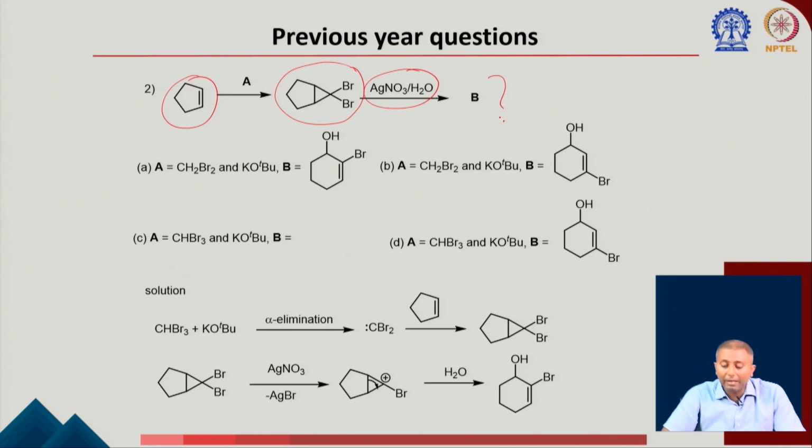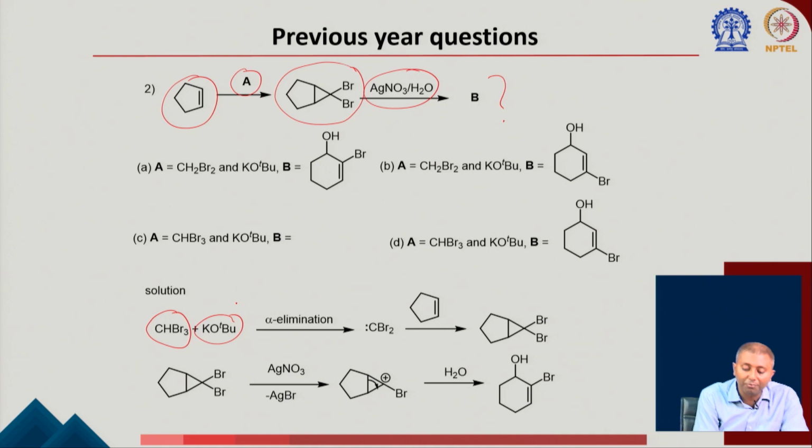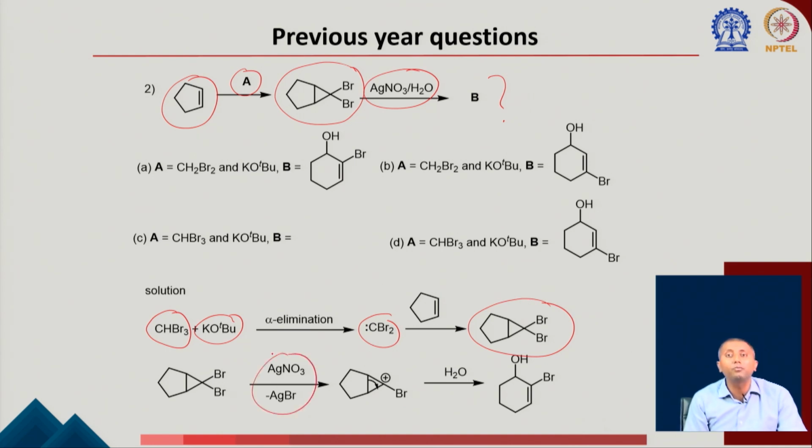In this question there are 4 answers given. So let's think about what A will be. A will of course be the corresponding haloform which goes through alpha elimination. So it will be CHBr3, not chloroform, sorry, it will be bromoform, which in the presence of potassium tert-butoxide forms the corresponding CBr2. Now it will form this corresponding cyclopropane, and then once you treat with silver nitrate, as we have already learned, you will cleave one of the carbon-bromine bonds to generate a carbocation here.